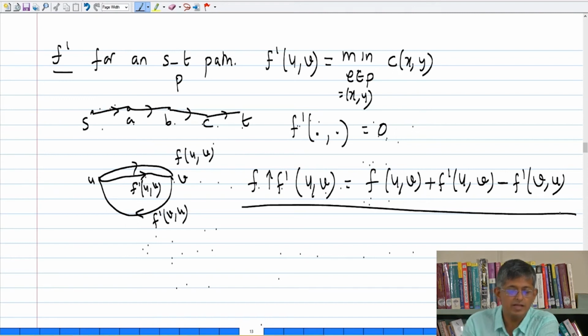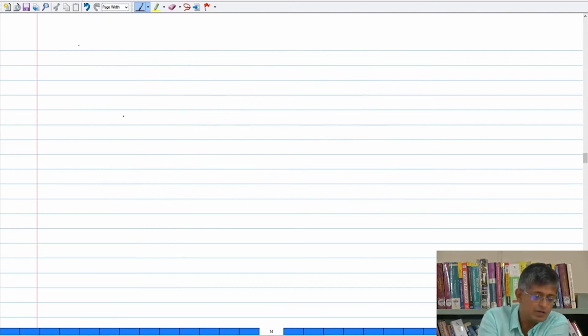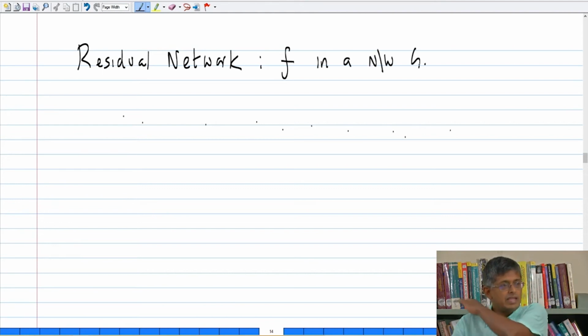So now what do we need to define? We need to define where we pick this ST path from. In the example that we did, it was very easy, but there can be more complicated situations. So let us just define the residual network. So the residual network for a given flow in a network G. You are given the initial flow network G, remember, without any parallel arcs and without anti-parallel arcs, and you have a flow f, we are going to compute this residual network which is called G f.